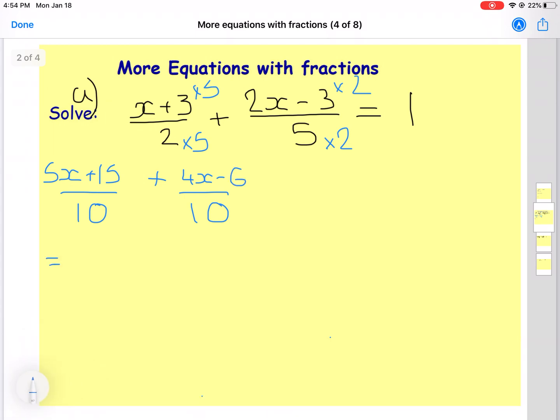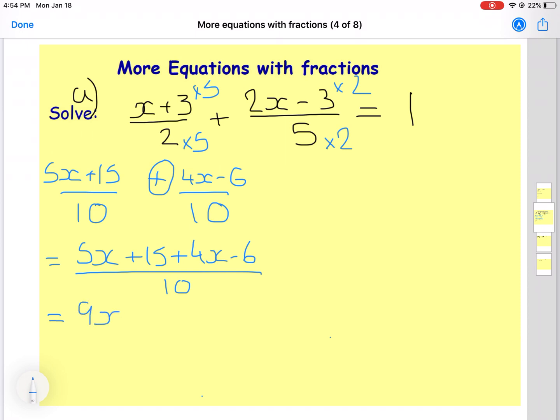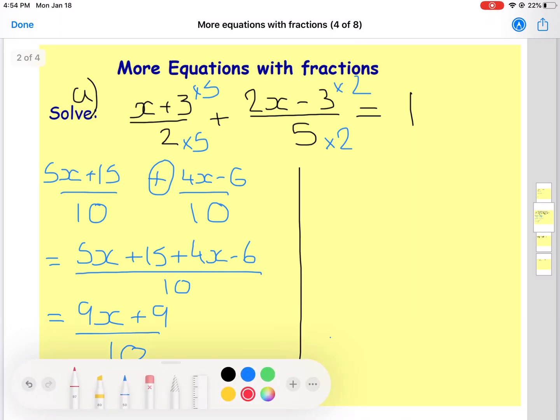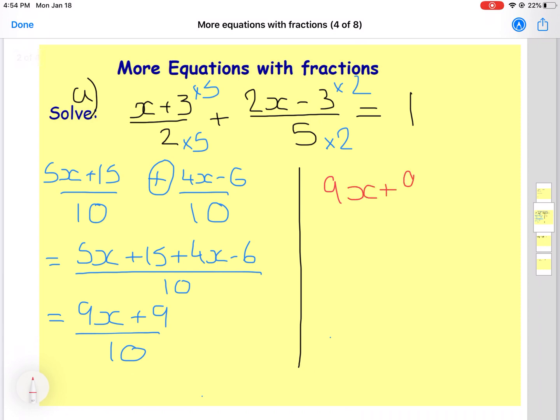Once we finish that, we can combine these into one whole fraction, so 5x plus 15 plus 4x minus 6. Now the reason that stays as a minus 6 is because the plus sign in the middle here does not change the sign. Okay, so we're not timesing through by the negative, it stays as it is. When we combine these on the top then, we get 9x plus 9 all over 10. Now that fraction there is the one that we replace the left-hand side by. So this becomes 9x plus 9 all over 10 equals 1.